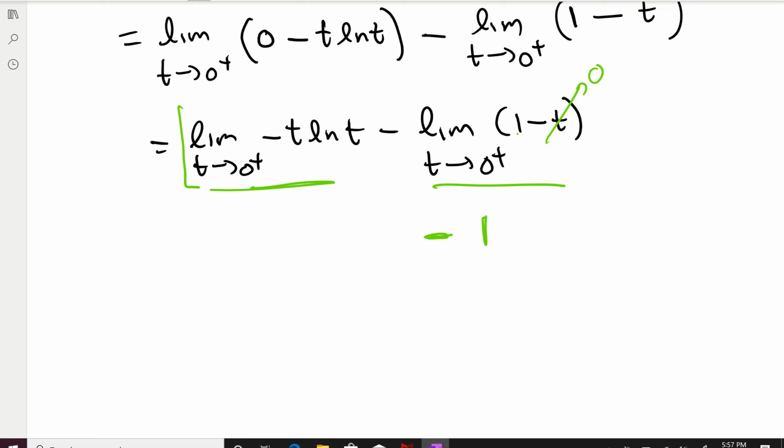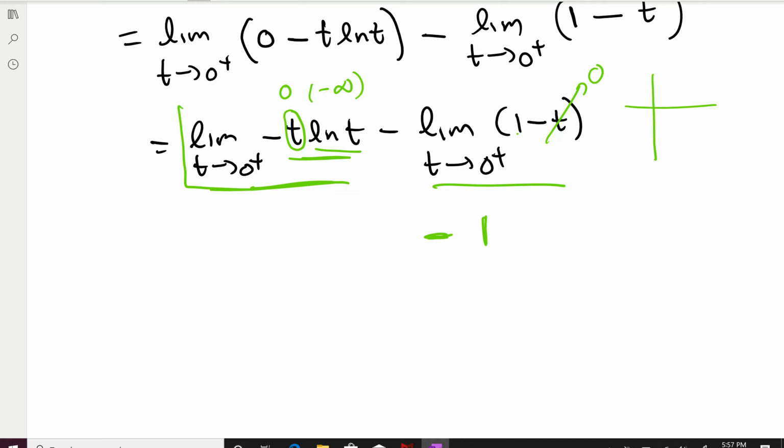But what's the limit of the function negative t times ln t when t gets closer to 0? Think about this. When t gets closer to 0, this t is getting closer to 0. ln t, well, it's getting closer to negative infinity. Now this is an indeterminate form, okay. You cannot multiply 0 by negative infinity, that's undefined, okay. Now why does ln t go to negative infinity?